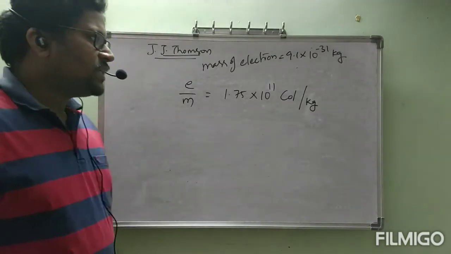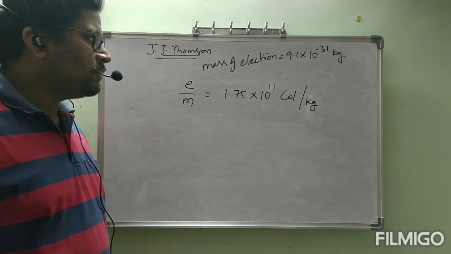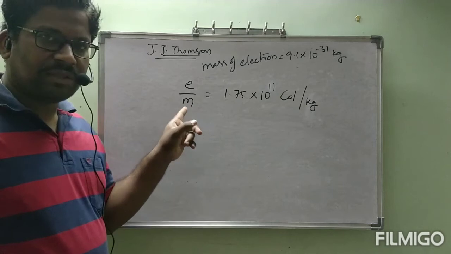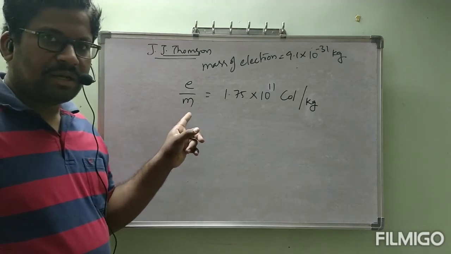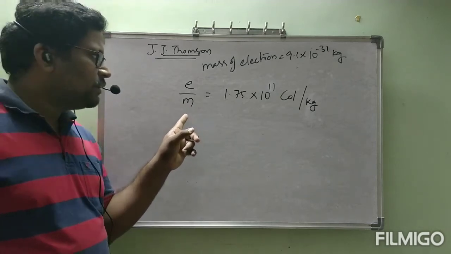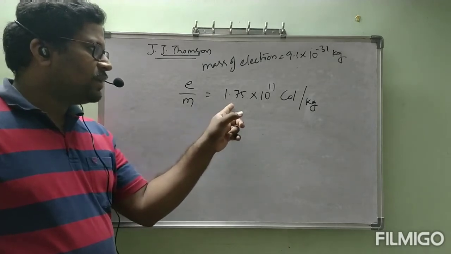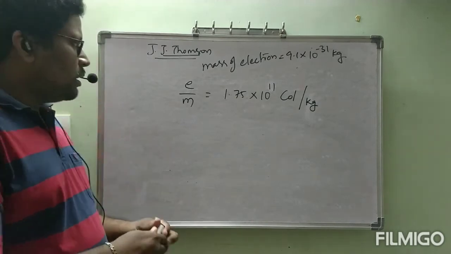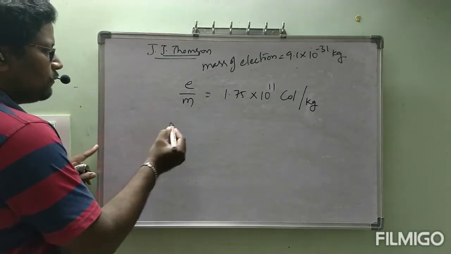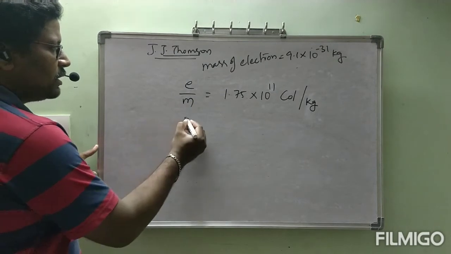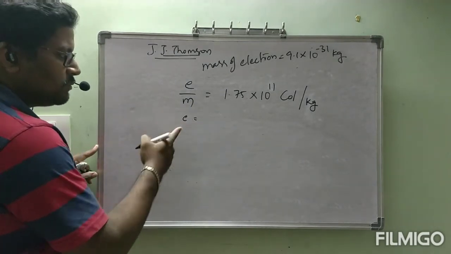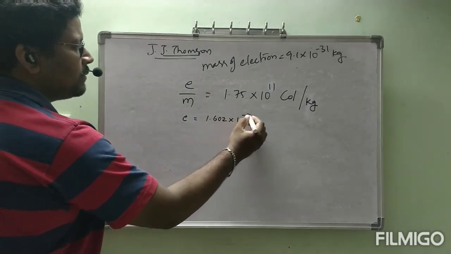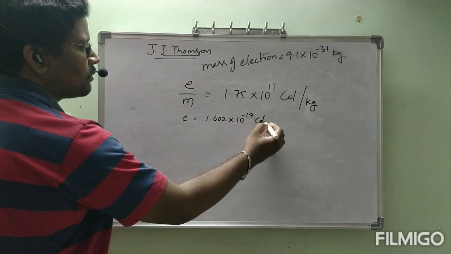By using the deflection of cathode rays in presence of electric field and magnetic field, J. J. Thomson calculated the E by M ratio of cathode rays as 1.75 into 10 power 11 coulomb per kilogram. Next, we have found the charge of electron E by using Millikan's oil drop experiment, which is 1.602 into 10 power minus 19 coulombs.